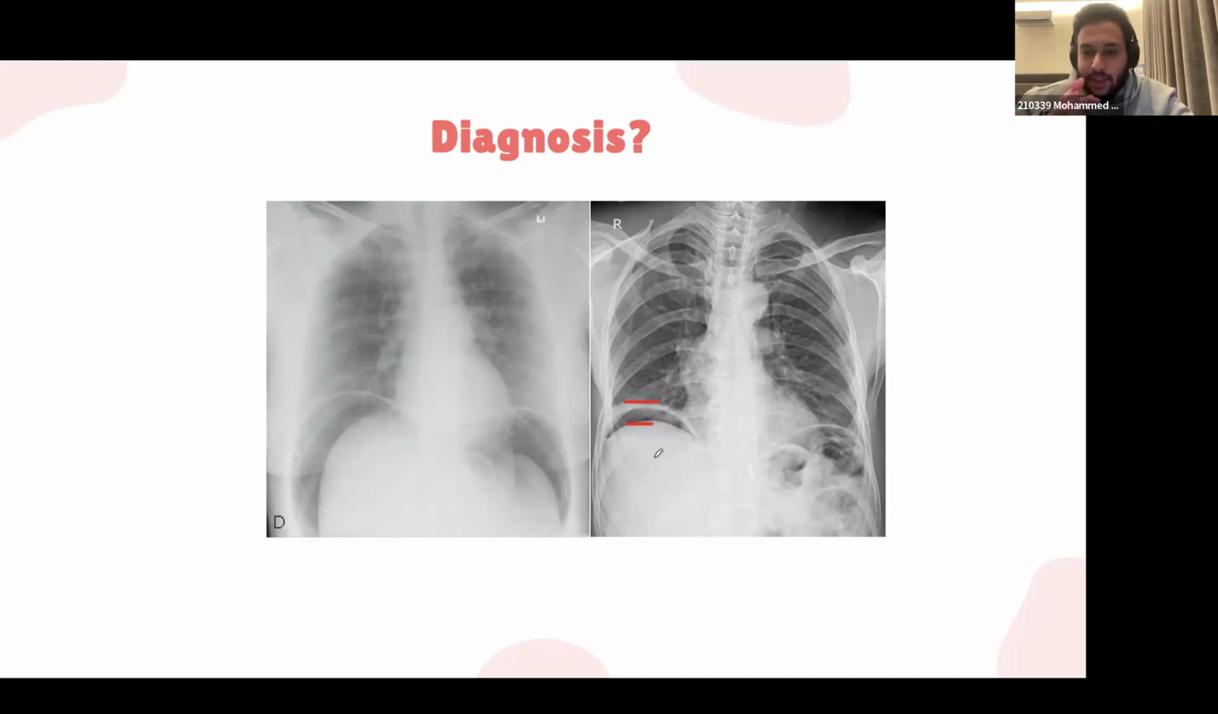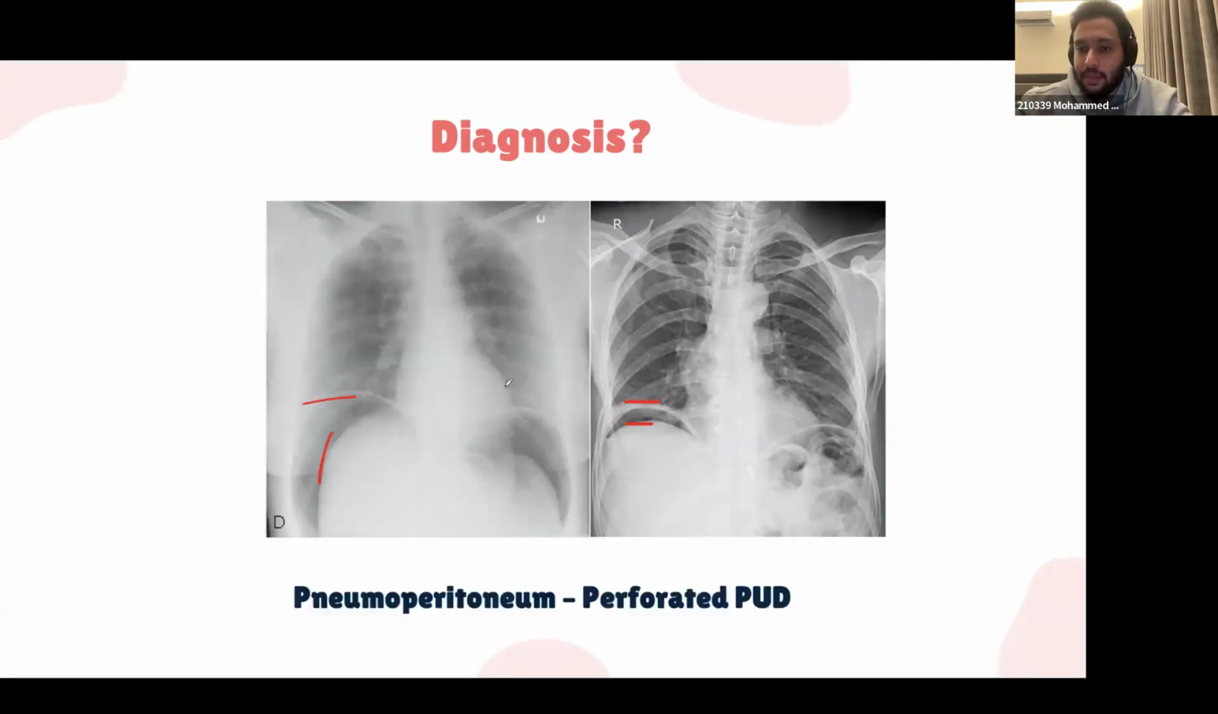If there's air under the diaphragm, specifically under the right diaphragm, this is more likely to be pneumoperitoneum, okay, which is an emergency. This is perforated peptic ulcer disease, but there are other causes of pneumoperitoneum, obviously, okay?